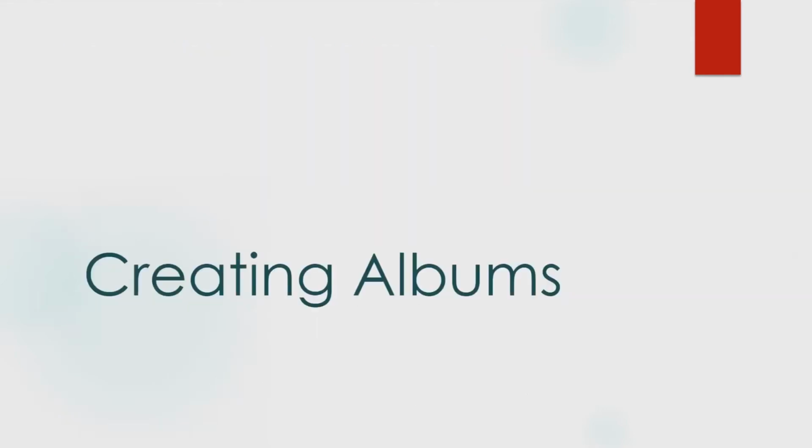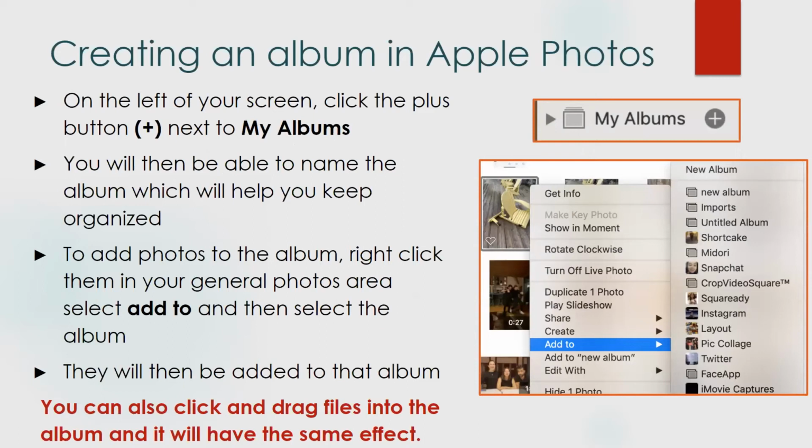Creating albums. Creating an album in Apple Photos: on the left of your screen, click the plus button next to My Albums. You will then be able to name the album, which will help you keep organized. To add photos to the album, right-click them in your General Photos area, select Add to, and then select the album, and they will then be added to the album.